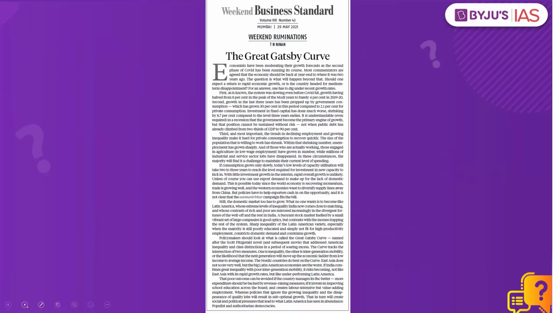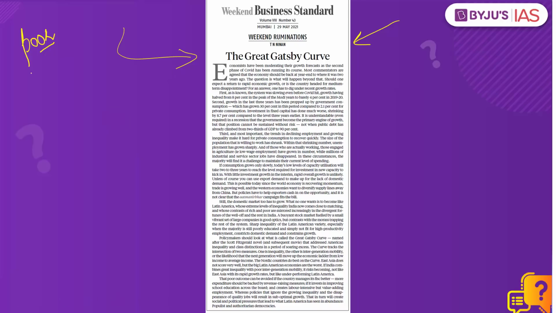What is the context? This is a beautiful article in today's Business Standard written by T.N. Ninan. COVID-19 pandemic has affected everybody, but it has affected the poor the most. What will happen to the children of these poor individuals? Will they be in a position to achieve upward mobility or not? That's the question raised in this article in today's Business Standard.